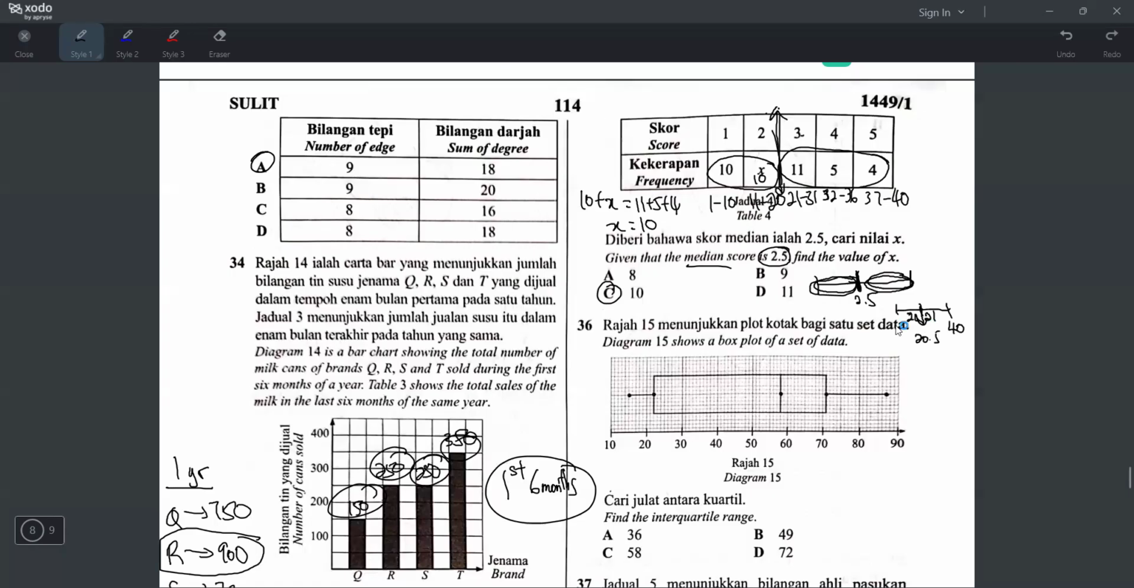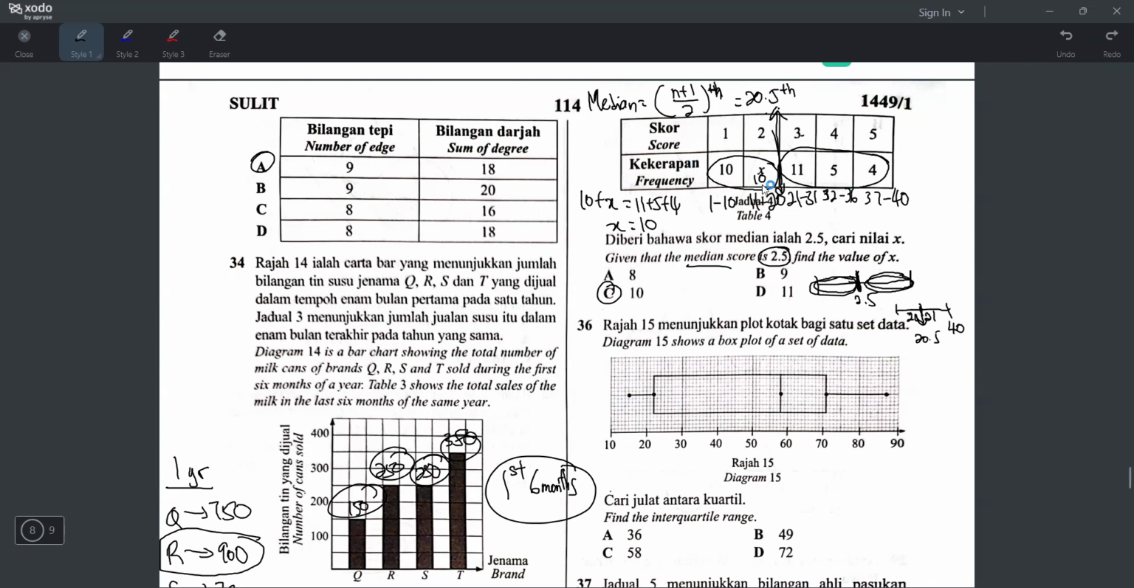Kenapa? Sebab when you find median, kalau you nak tahu median punya kedudukan, you kena ambil n plus 1 bahagi 2. This formula is for us to find the kedudukan of the middle number. And the n is bilangan data, bilangan nilai. So 40. So when you take 40 plus 1 divide 2, you get 20.5. But this is not the median. This is the location of the median, ataupun the kedudukan. So the kedudukan is 20.5.